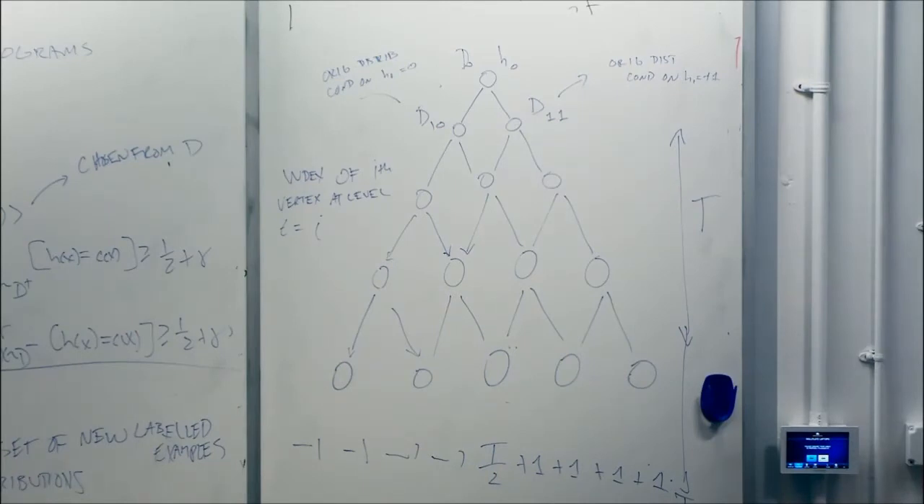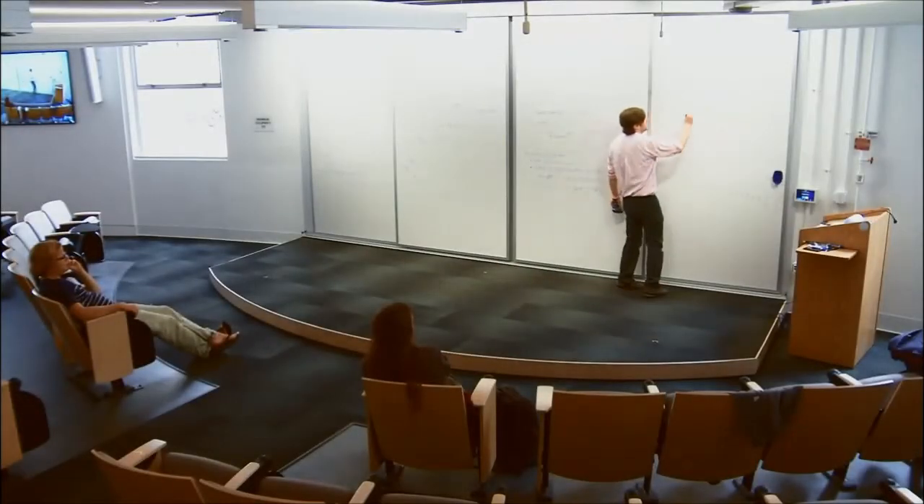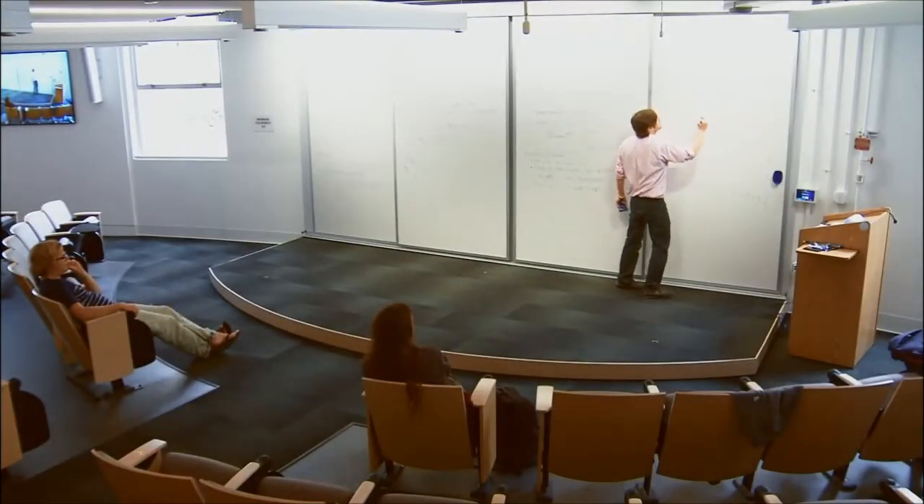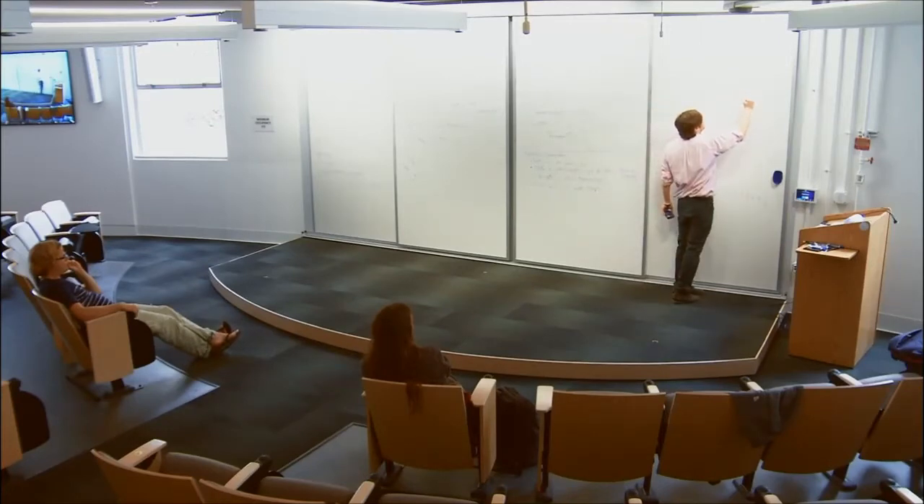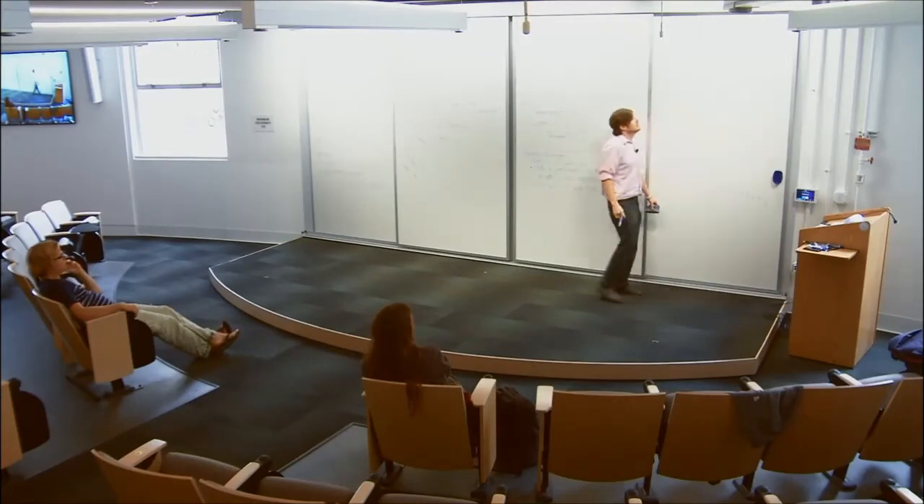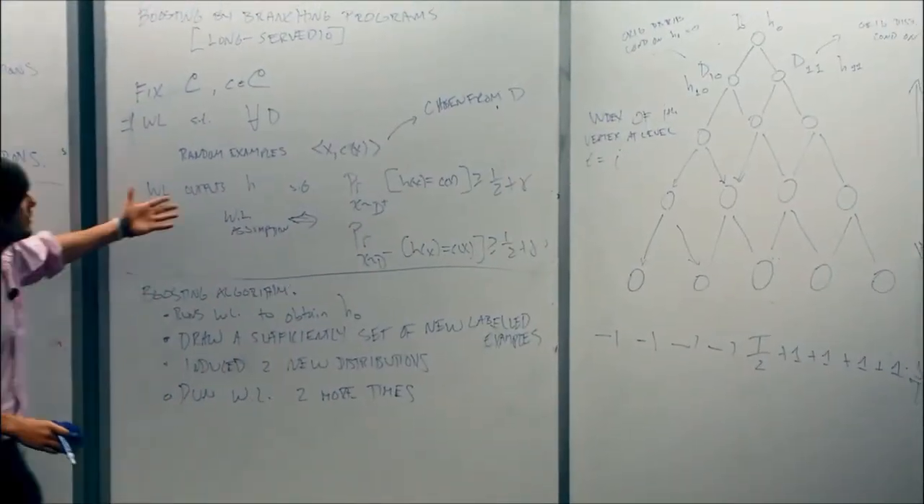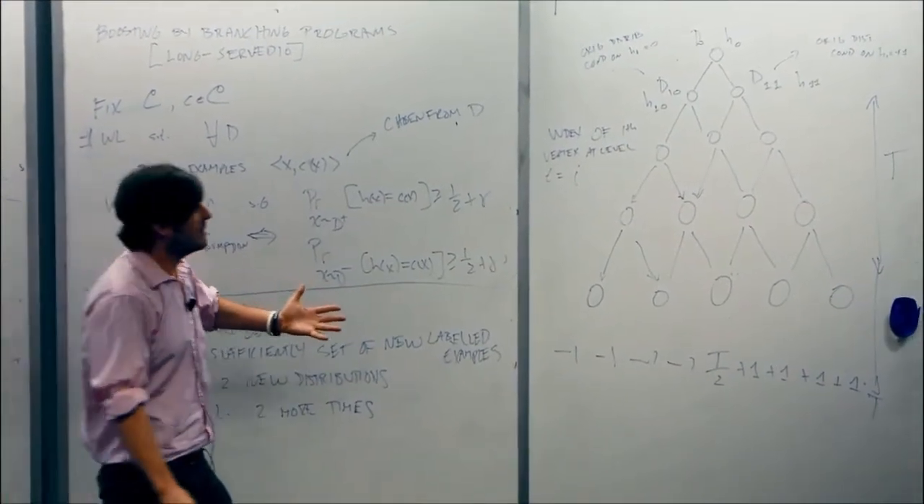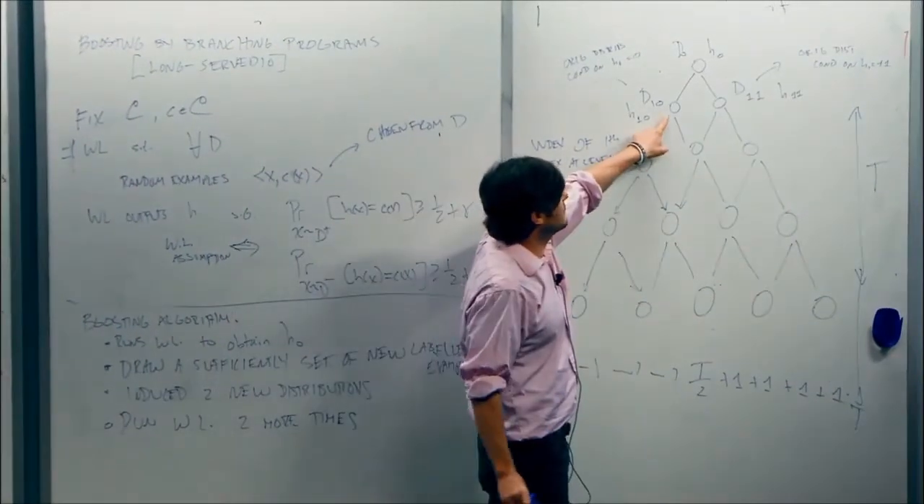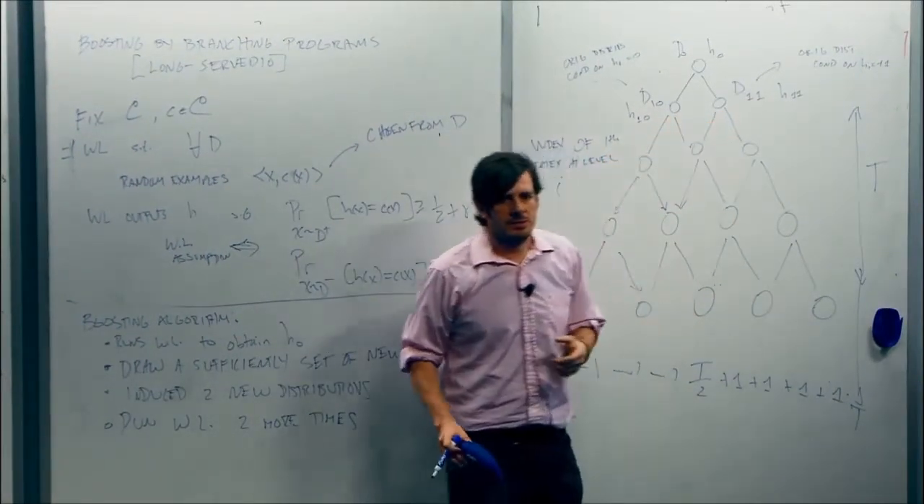So we'll induce two new distributions and we'll run the weak learner two more times to get H10 and H11. The weak learner works with respect to every distribution. In particular, it will work with this conditional distribution and this conditional distribution.